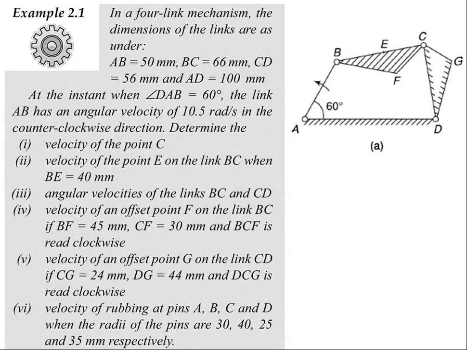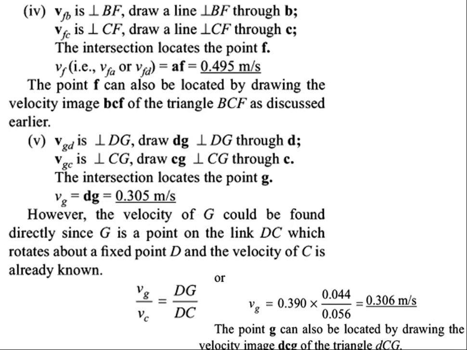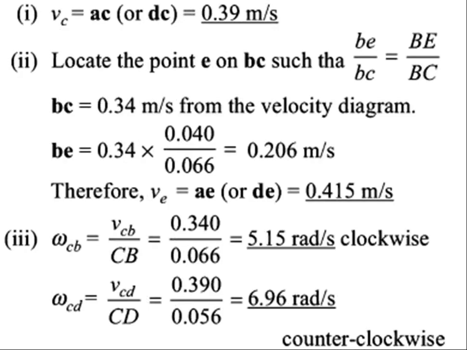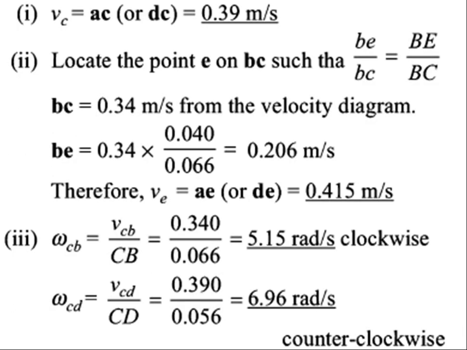Now in the same way, the point G. CD and CG are already known, so take a perpendicular to CG, and a perpendicular to DG also. VGD is perpendicular to DG and VGC is perpendicular to CG. That intersection you mark as point G, and then you get DG as 0.305.